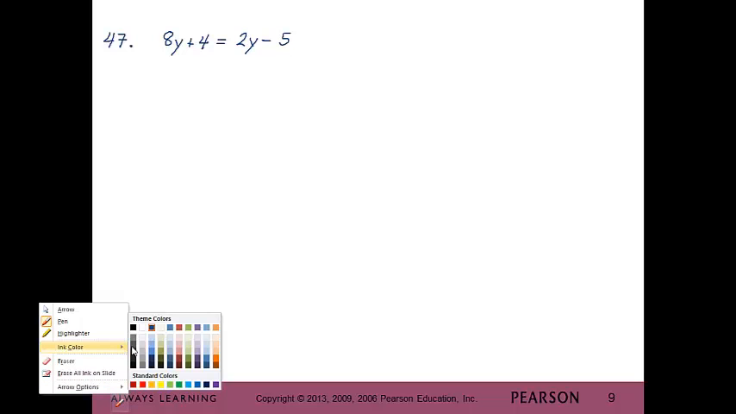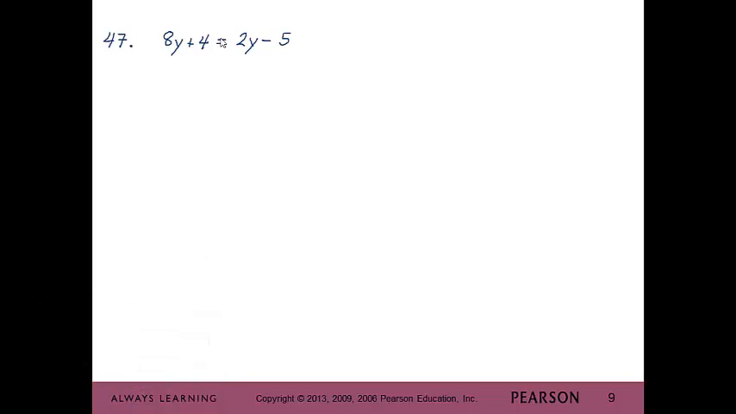All right, let's look at number 47. And we have 8y plus 4 equals 2y minus 5. So again, we have our variables on both sides of the equation. So let's get our variables together.